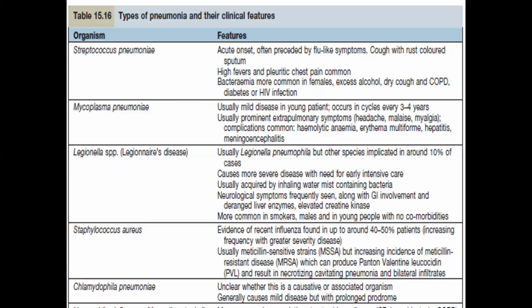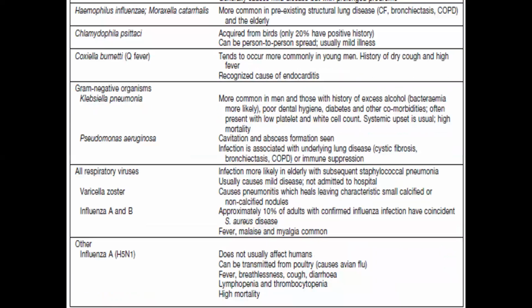Chlamydophila pneumoniae: it is unclear whether this is a pathogen or an associated organism. It generally causes mild disease, but with prolonged symptoms. Then these are the other causes and the clinical features. You can go through them in your free time.